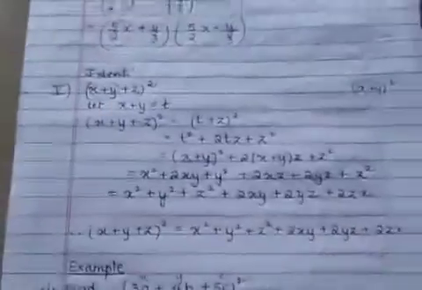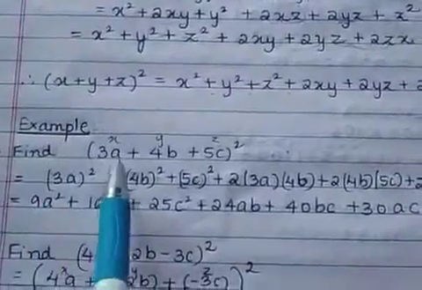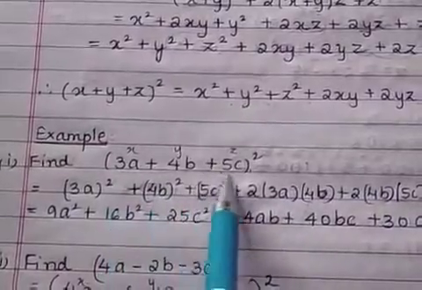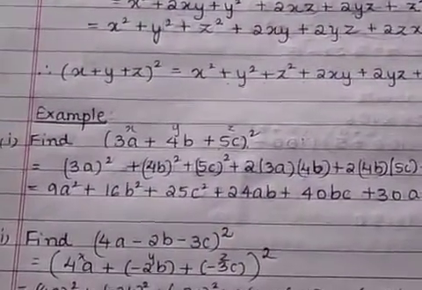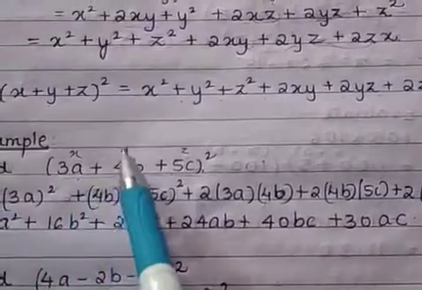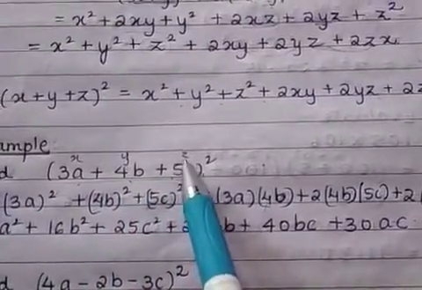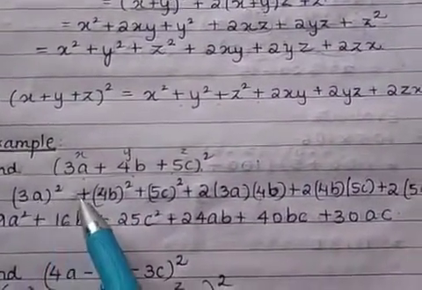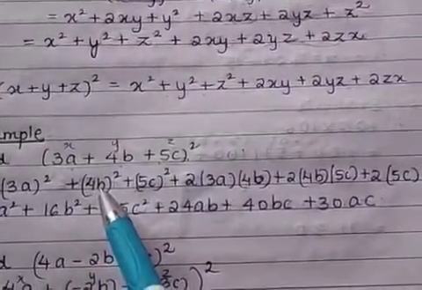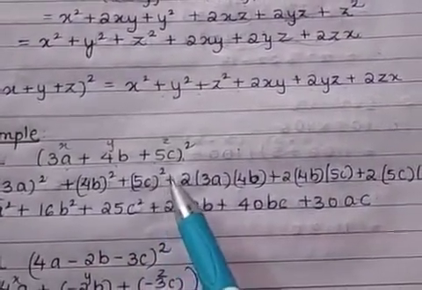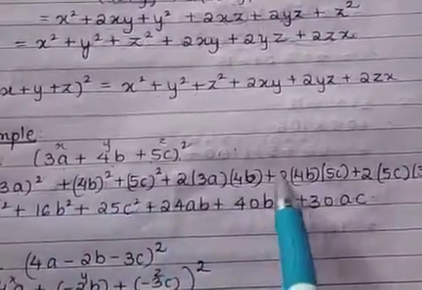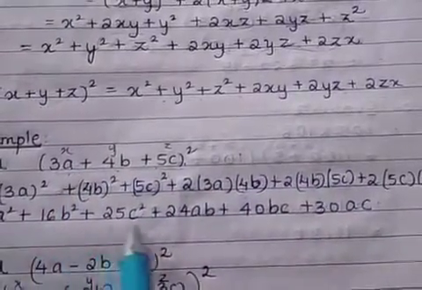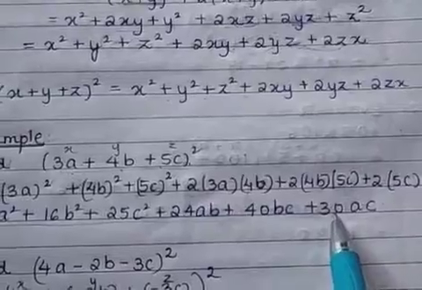Now let us solve some examples based on this. Find 3a plus 4b plus 5c the whole square. So now you know there are three terms, so which identity has to be used here? In place of x you have 3a, in place of y 4b, and in place of z 5c. So using this identity you have x square, so 3a the whole square plus y square, so 4b the whole square plus 5c the whole square plus 2 times x into y plus 2 times y into z plus 2 times z into x, and open the bracket and you will get the solution of this.